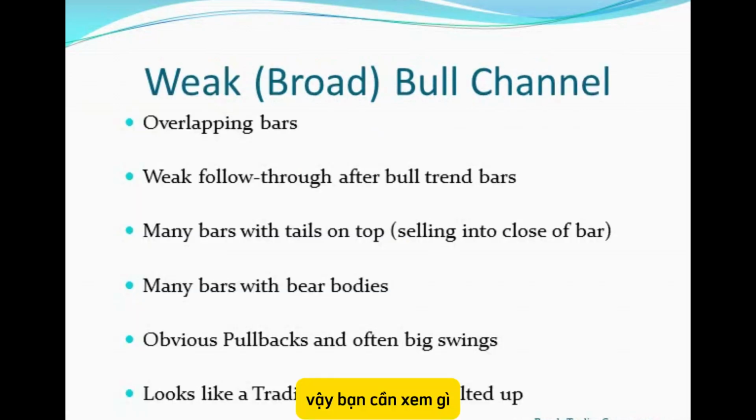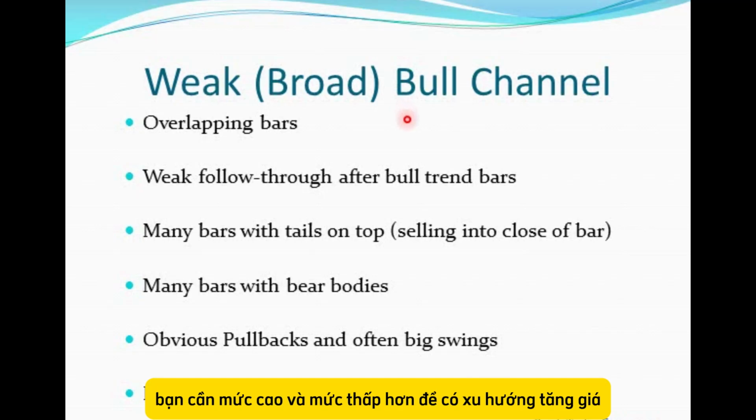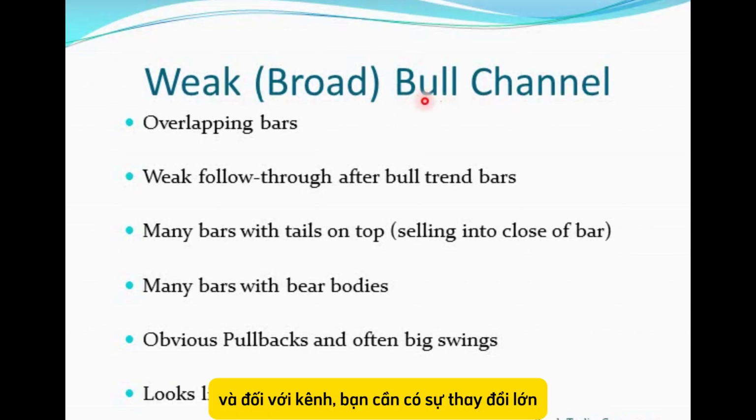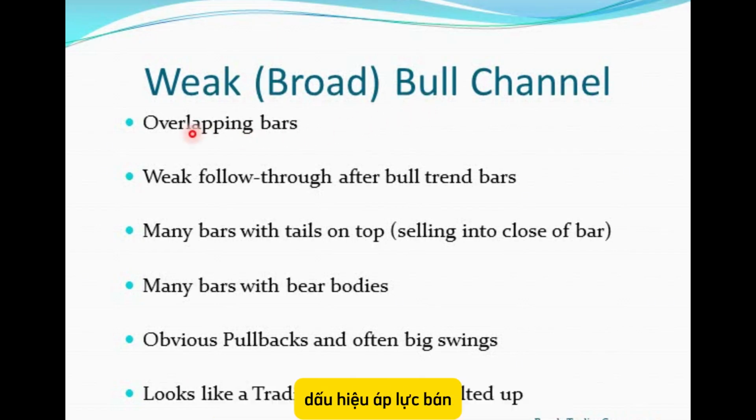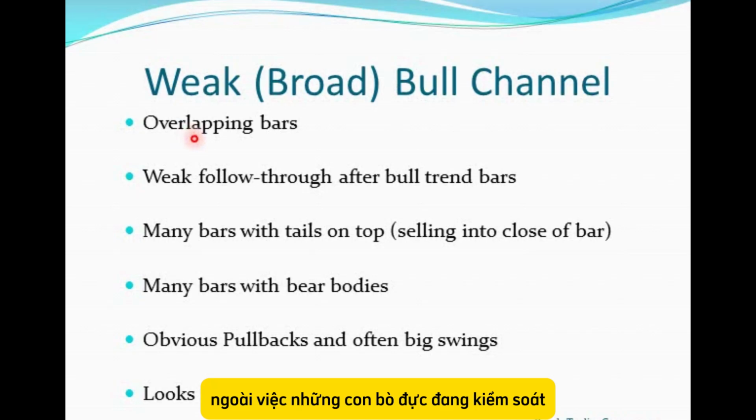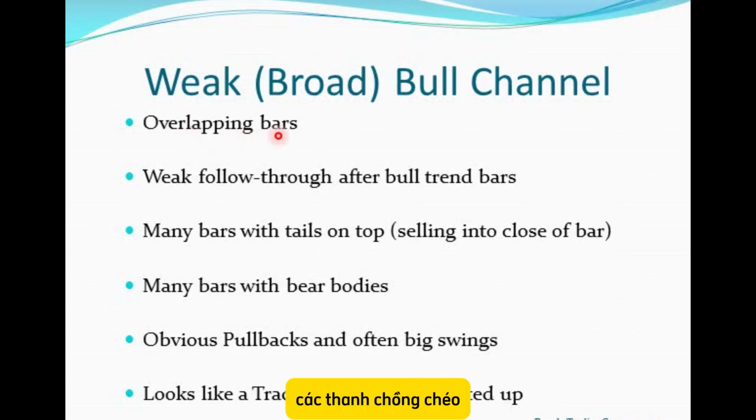So what do you need to see to think of a channel as a weak bull channel? Well, first of all, you need higher highs and lows to have the bull trend. And for the channel, you need big swings. You'd like to see signs of two-sided trading, signs of selling pressure in addition to the bulls being in control. So overlapping bars, weak follow-through after bull bars.